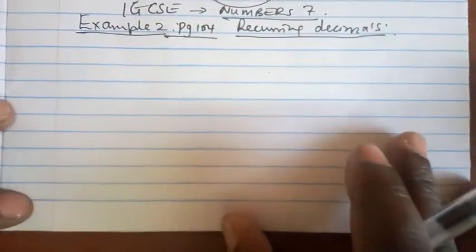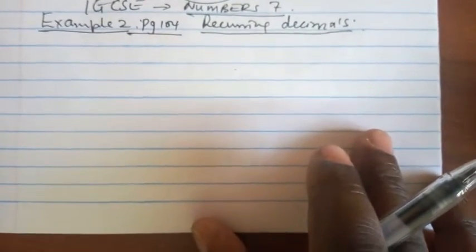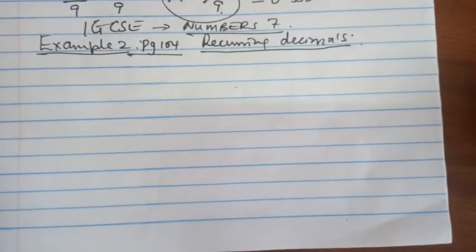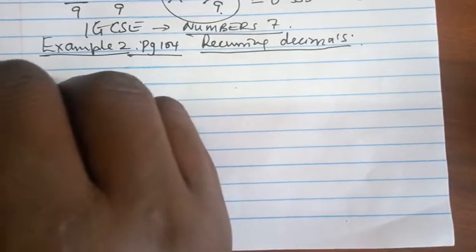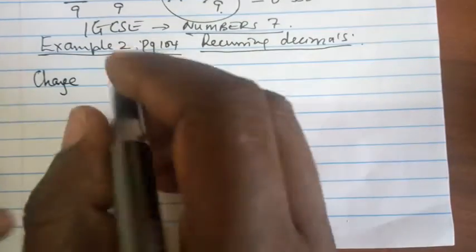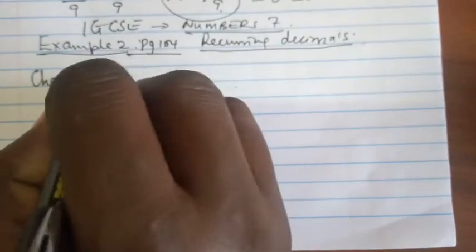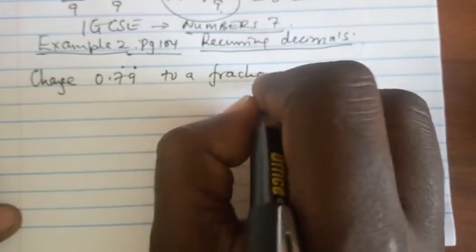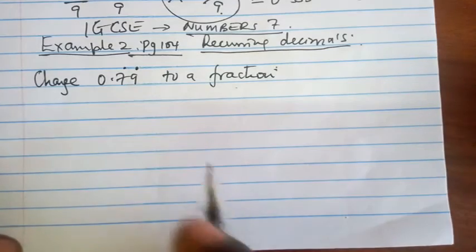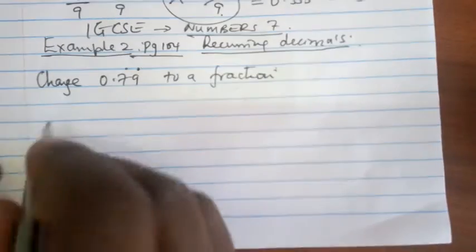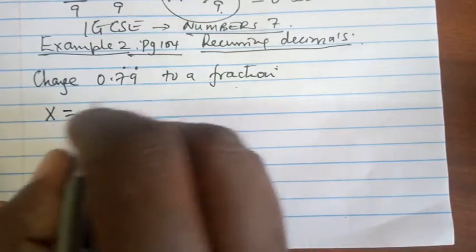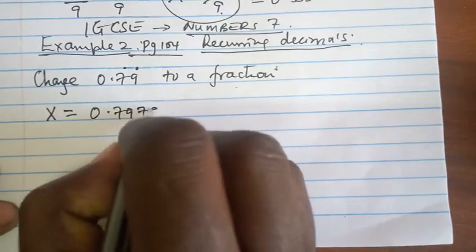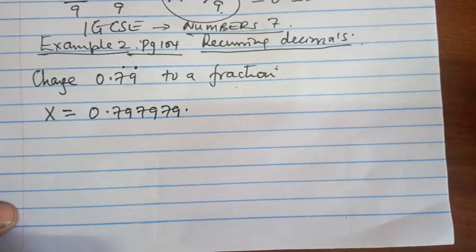In this example, we are told to change 0.79, both digits recurring, to a fraction. And of course, we have understood from the previous video that this must be x, which is 0.797979. And all we need to do is to continue.